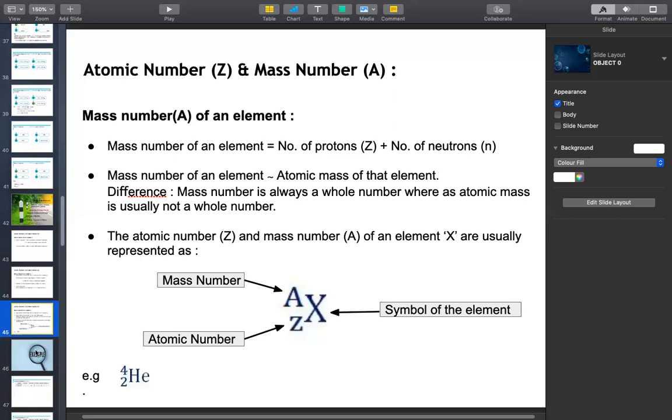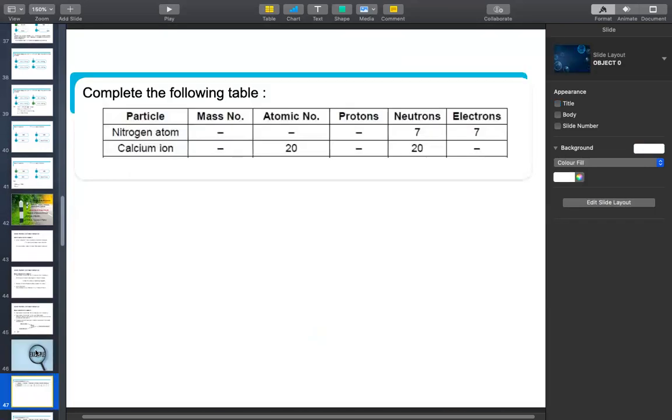I am moving to the next slide. I think you can answer this. Please complete this. You have just 30 seconds to finish, because you did all these questions in class 9th. Calcium ion given, nitrogen atom given. Once you finish it, write done. Atomic number of calcium given, 20.